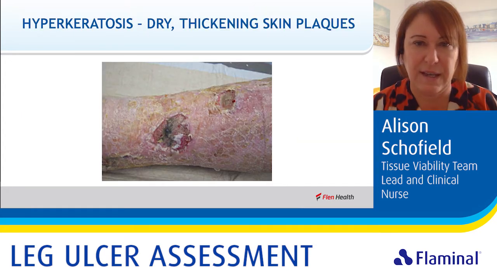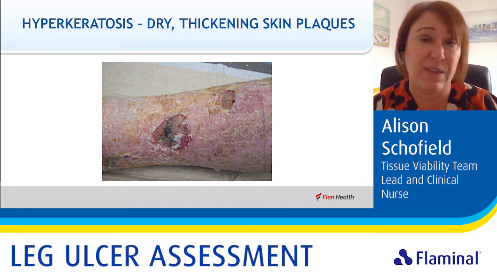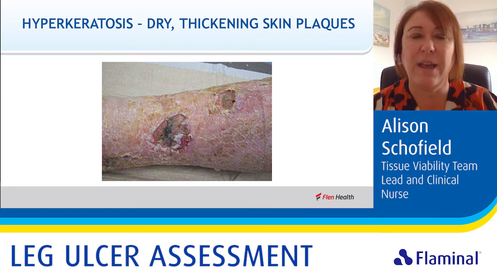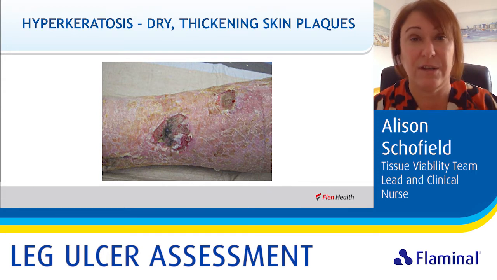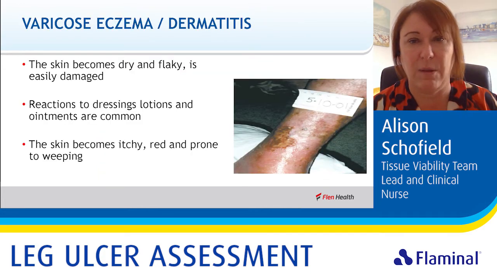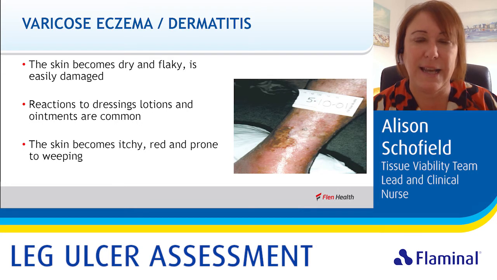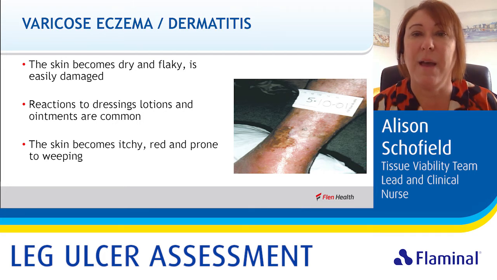Another sign of venous disease also is hyperkeratosis. So this is just an overproduction of the keratin of skin. Again, untreated, without a skincare regime, it can become very, very thick and form very thick, hard skin plaques, which are then prone to cracking, breaking, infection, especially fungal infections. Varicose eczema and dermatitis, sometimes people can experience too. So this is when the skin becomes very dry and flaky, it's easily damaged, and then it becomes very itchy, like eczema and dermatitis can be. And then scratching obviously exacerbates it, and we get breaks to the skin.